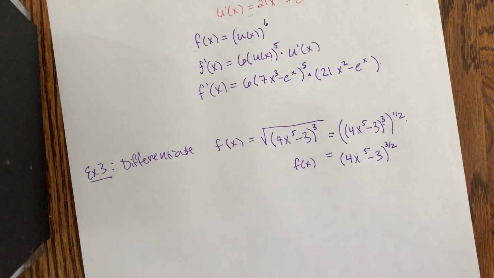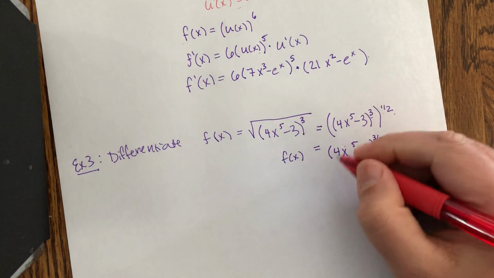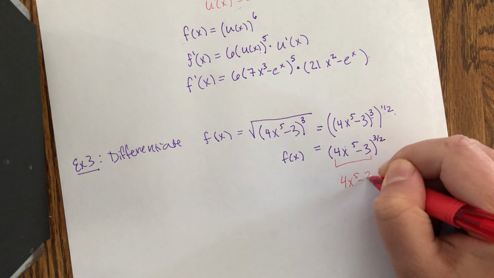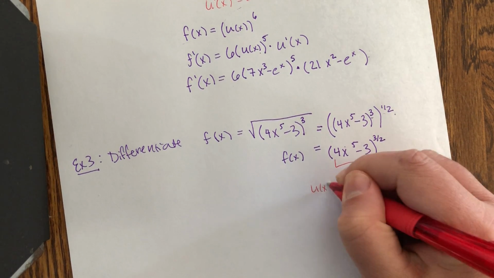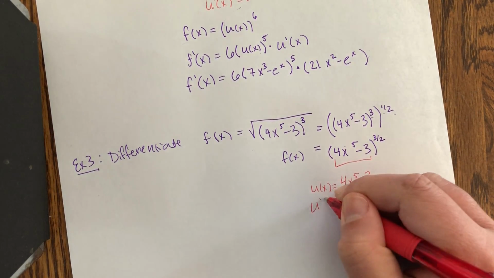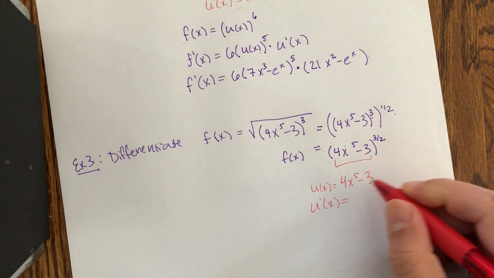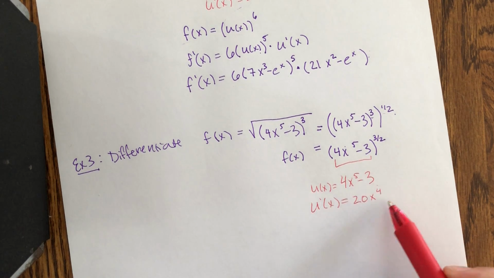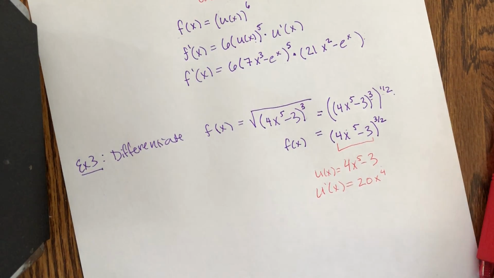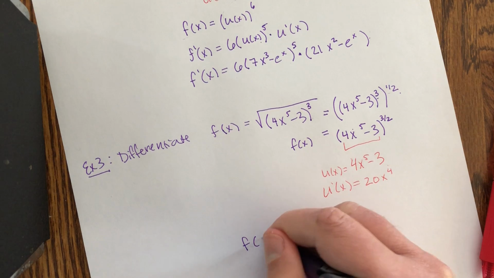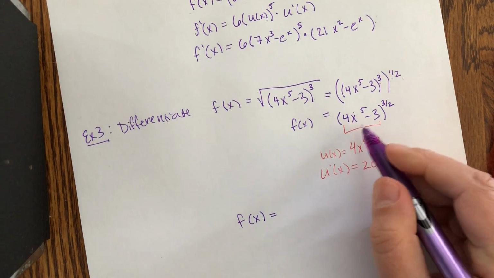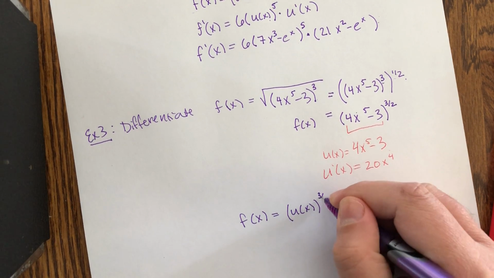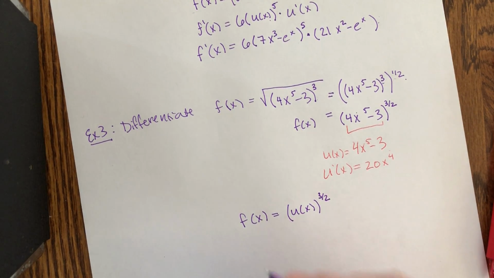But to take the derivative, what we're going to do is identify our inside function. Of course, that's going to be 4x to the 5th minus 3. That's the stuff inside the parentheses, so we'll call that u. U prime would be the derivative of u, which is 20x to the 4th, and that's it. The derivative of a constant is 0. So now I'm going to go back and rewrite my function f of x as u of x raised to the 3/2 power, and then apply the chain rule.